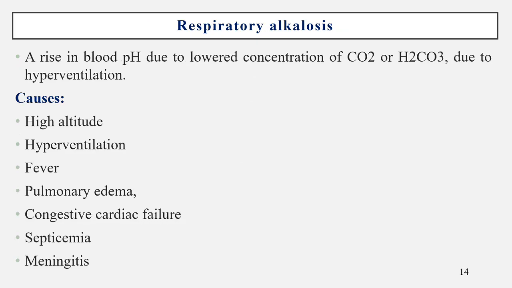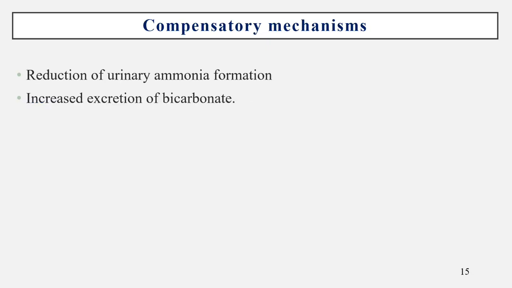Causes of respiratory alkalosis are high altitude, hyperventilation, fever, pulmonary edema, congestive cardiac failure, septicemia, and meningitis. These are the causes for respiratory alkalosis. Then respiratory alkalosis is compensated by reduction of urinary ammonia formation and increased excretion of bicarbonate.